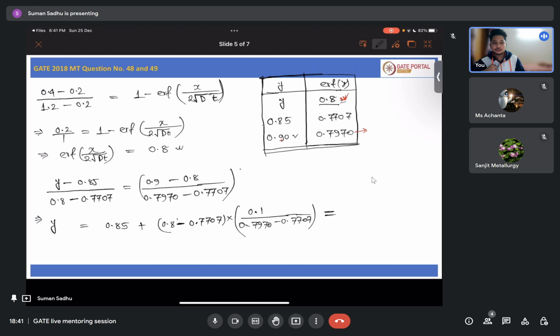Okay, so I made one mistake here. It should be 0.9 minus 0.85, because the corresponding value I have written is 0.7707. So it will be 0.05. So has anyone of you calculated this one or not yet?